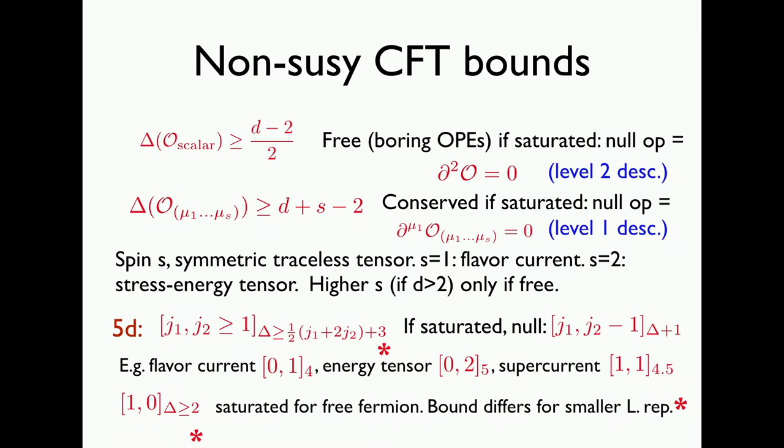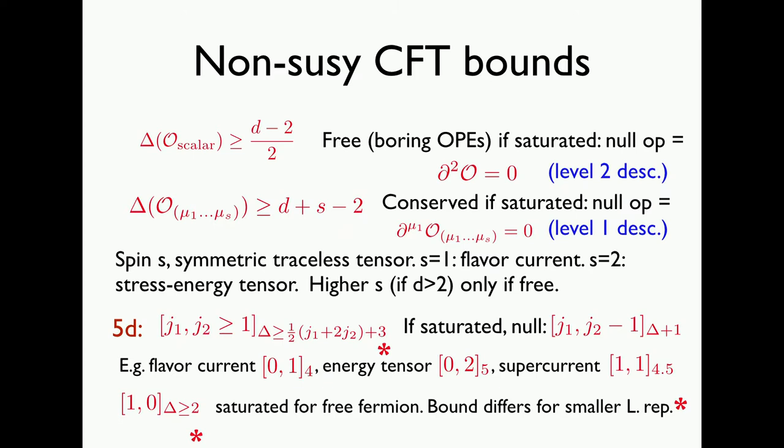Just to give some examples, if J1 is 1, that's a spinor. And if J2 is 1, that's a vector. Those are the two main representations of SO(5). So if we have a representation with J2 bigger than 1 and any J1, then the unitarity bound is that its dimension has to be bounded by this thing. So it's a half J1 plus 2 J2 plus 3.